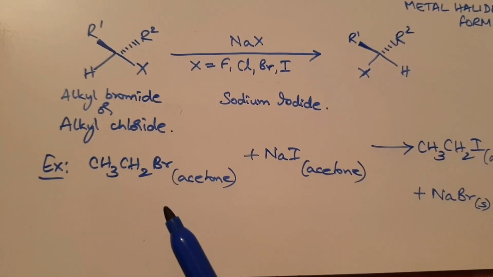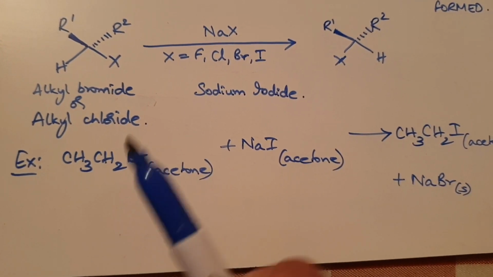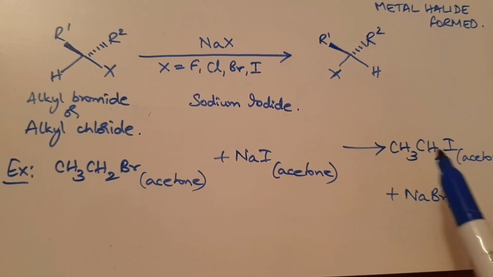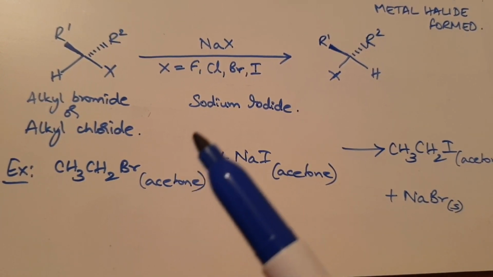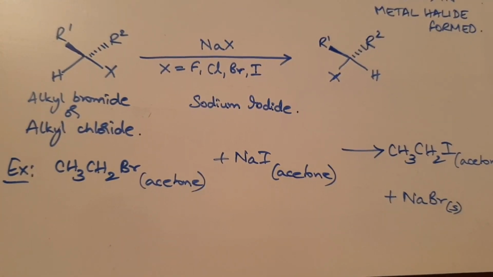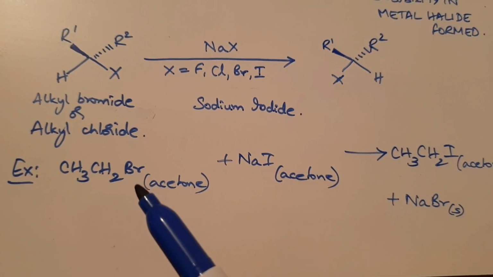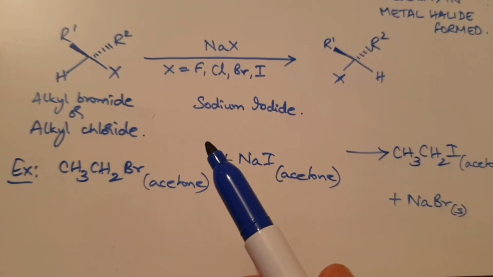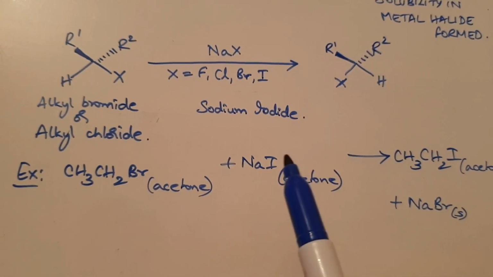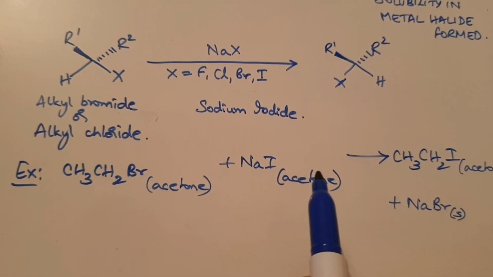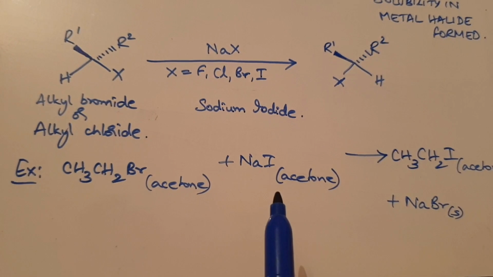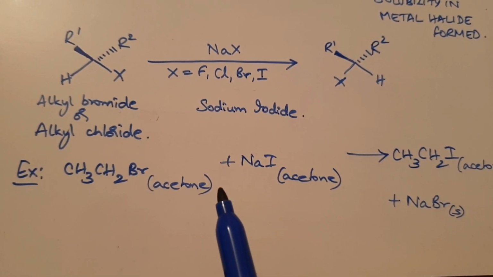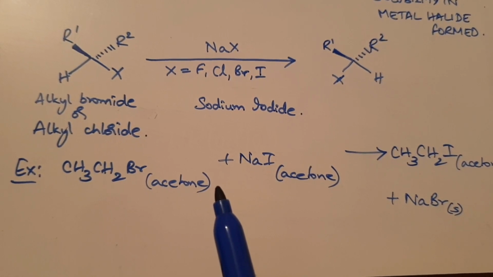So, friends, they will ask you a question: how do you obtain an alkyl iodide starting from another alkyl halide? It could be a bromide or a chloride. And they may ask you what is Finkelstein reaction, or they ask you why acetone is being used. All these are the questions which can be asked in this particular reaction.